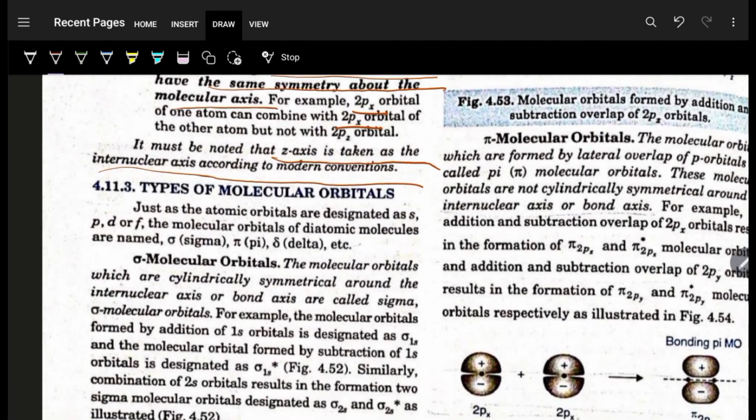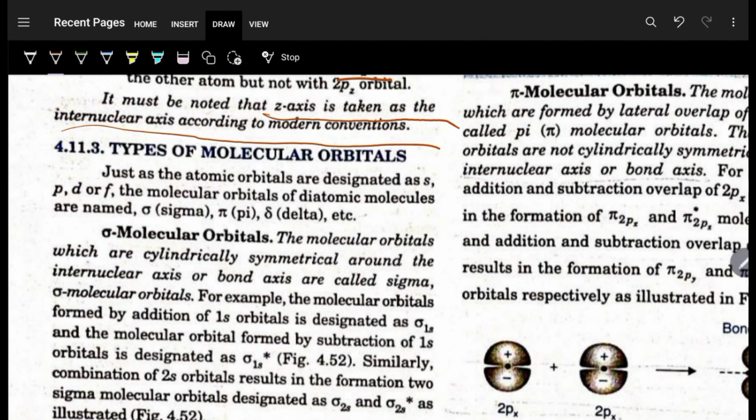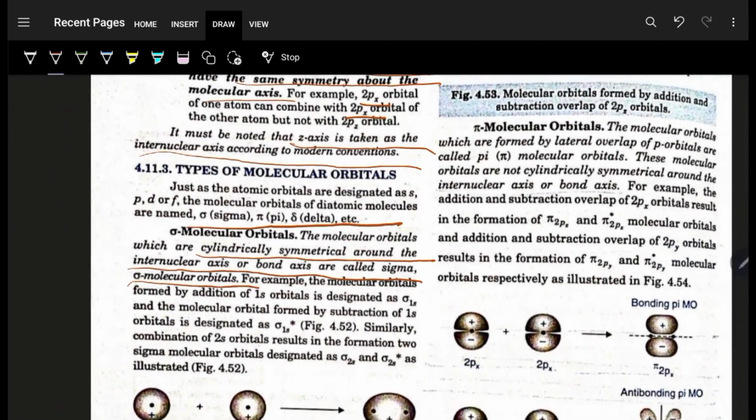Next, types of molecular orbitals. In the hydrogen molecule H2, we have seen a sigma overlap taking place. So this can be sigma, can be pi, can be delta, but right now we are not going to talk about delta overlap. We will be talking about sigma and pi molecular orbitals. The molecular orbitals which are cylindrically symmetrical around the internuclear axis or bond axis are the sigma molecular orbitals. Or in a simple manner, the atomic orbitals that combine in a head-on manner, that is the sigma overlap.